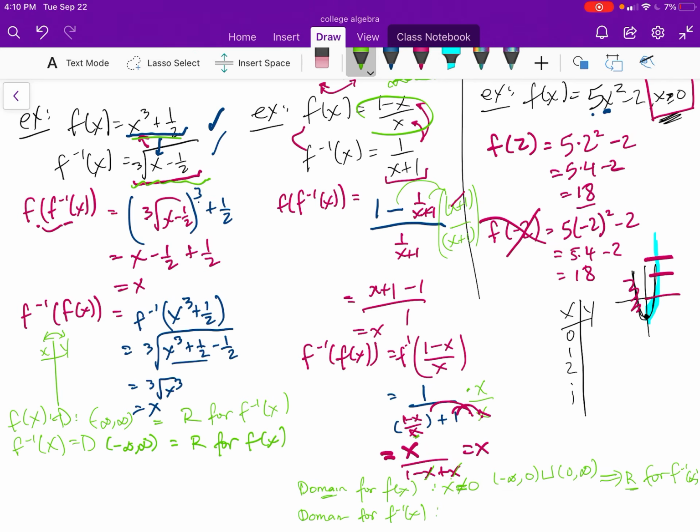Looking at the inverse, 1 over x plus 1, x cannot be negative 1. Negative 1 would make me divide by 0. So therefore the domain is negative infinity to negative 1, union negative 1 to infinity, and remember, since that's a domain for the inverse, that's the range for the original function.